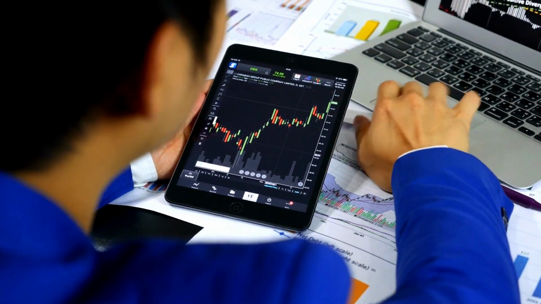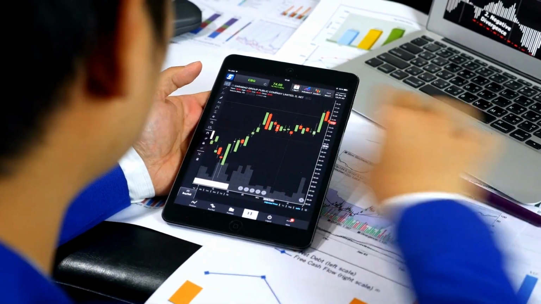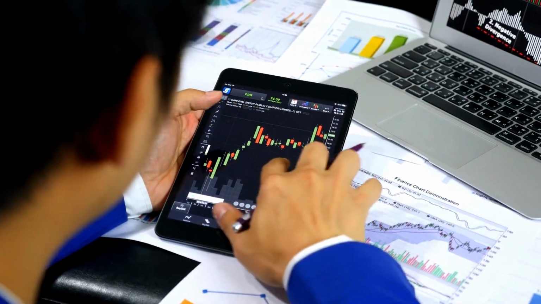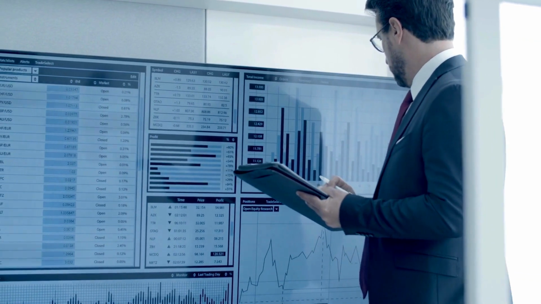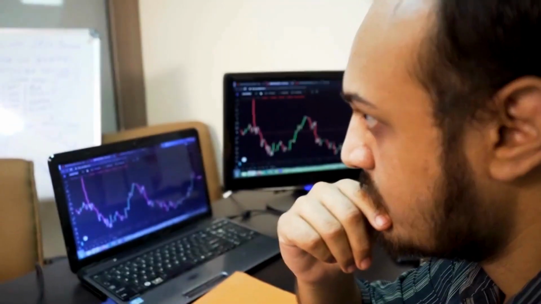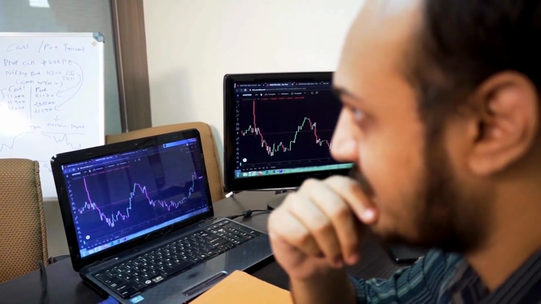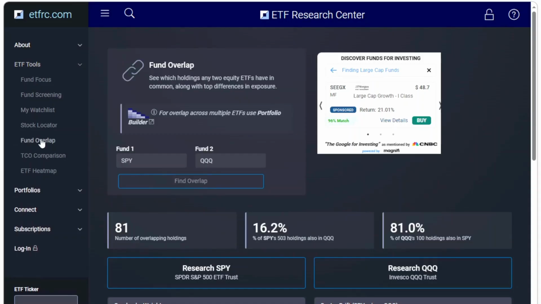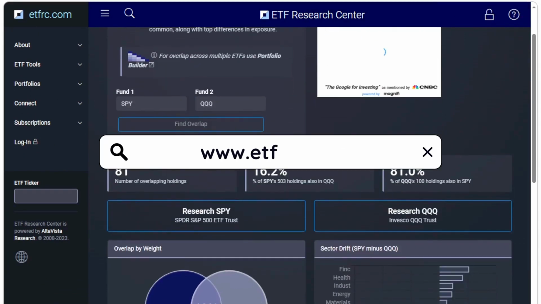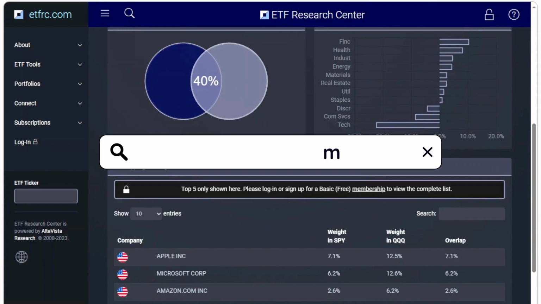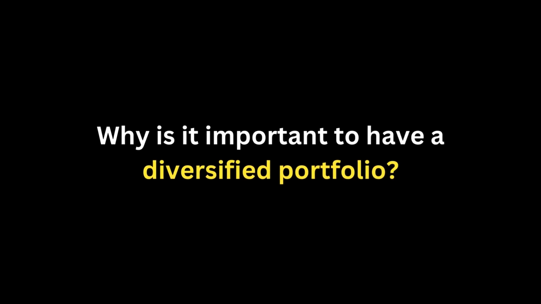Say, for example, that you have money in both VOO and VTI. Well, it just so happens that 99% of the stocks in VOO are also in VTI. Investing in both VOO and VTI is a perfect example of fund overlap. It's bad to have funds that overlap because it takes away from the benefits of having a diversified portfolio. You can do more research using the Fund Overlap tool in the ETF Research Center, www.etfrc.com. Why is it important to have a diversified portfolio?